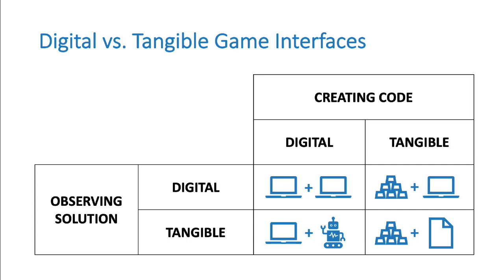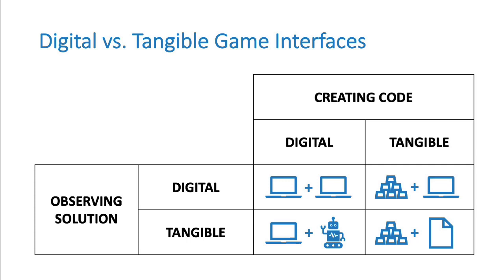A tool that is completely digital, such as Scratch, is a common occurrence. Games that are hybrid, having both digital and tangible elements, are less common, with games and tools that use digital coding and tangible solutions, like robot programming, being much more common than games that have tangible coding and digital solutions, like Osmo. Finally, there are games that are completely tangible, such as board games.